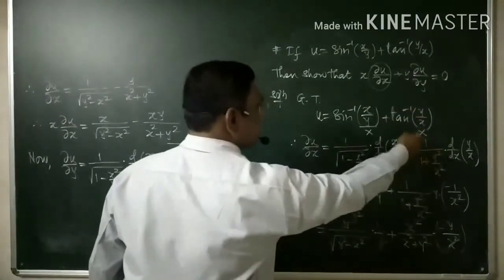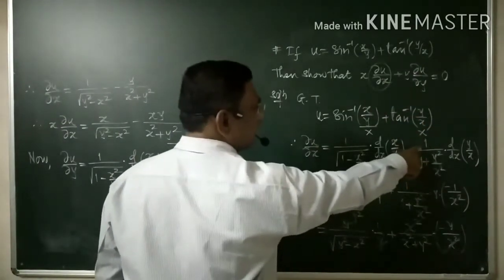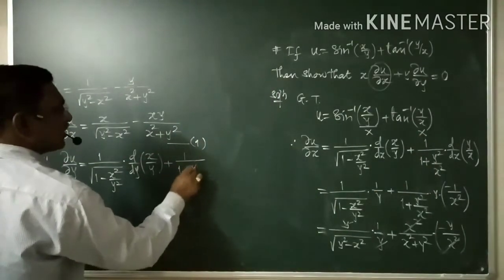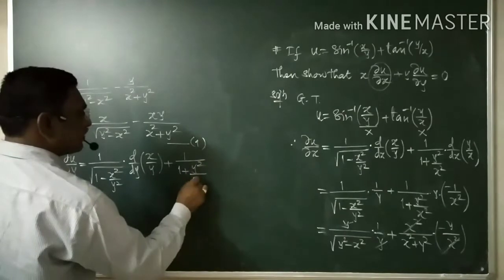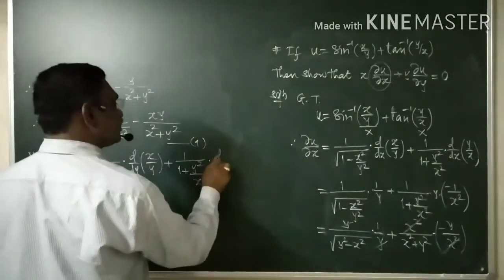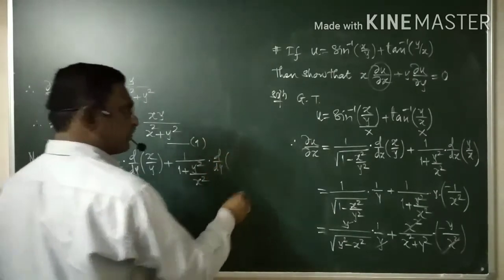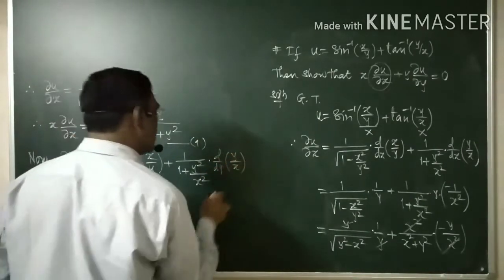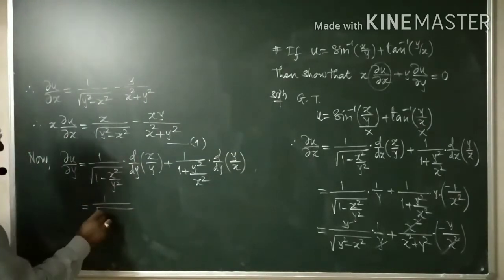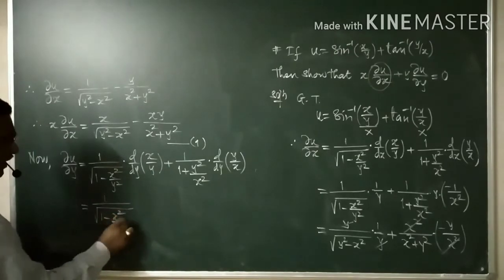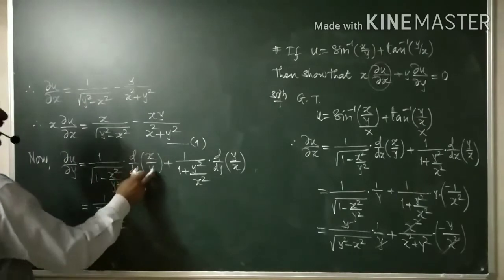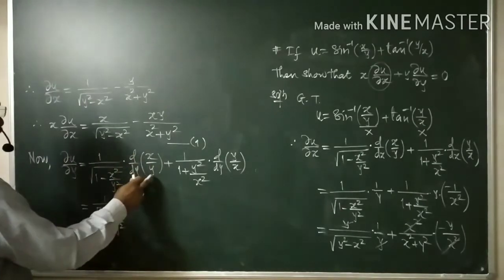Tan inverse x with respect to y. But the derivative of tan inverse is nothing but 1 upon this. Therefore, it will be as it is: 1 plus y square upon x square into derivative with respect to y of y upon x. Which is equal to 1 upon root 1 minus x square upon y square into, see, this I want to differentiate with respect to y.